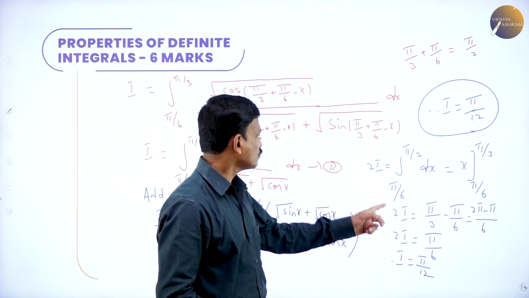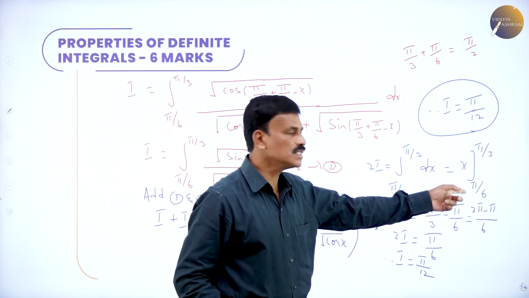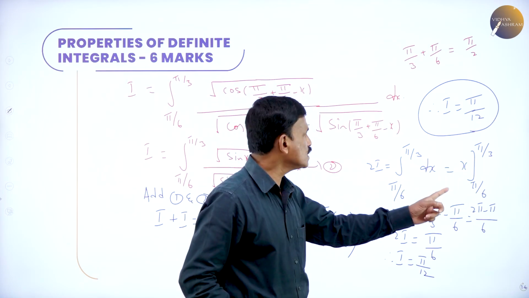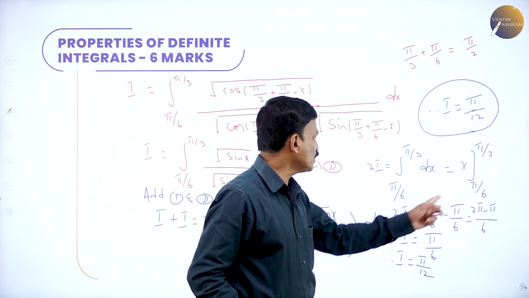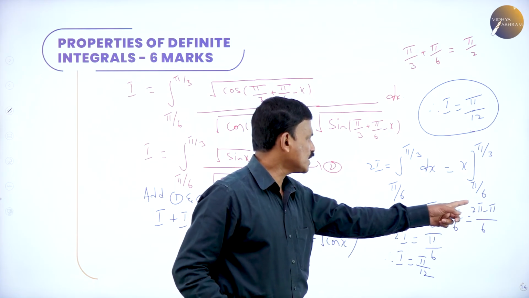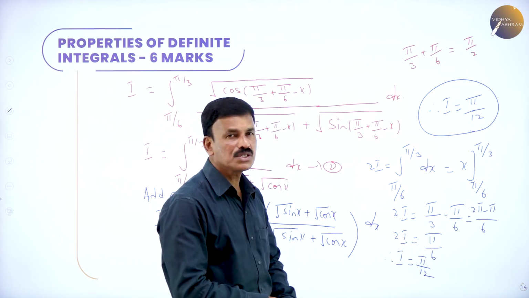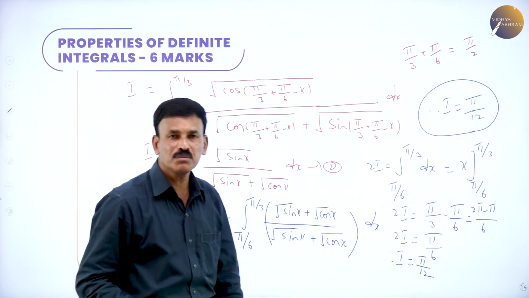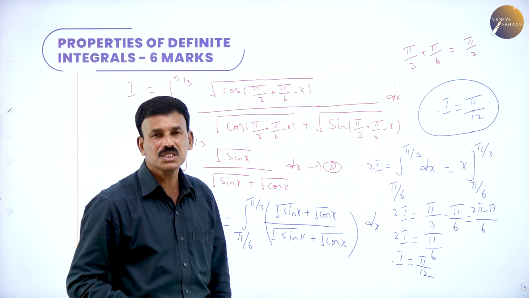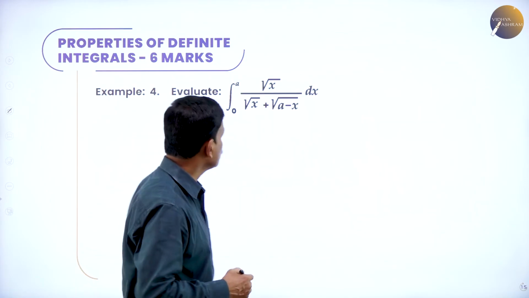Okay, see here. 2I is equal to the integral from pi by 6 to pi by 3 of dx. Integration of dx is x between limits pi by 6 to pi by 3. So apply the upper limit, pi by 3 minus pi by 6. Take the LCM, 6 is the LCM. So 2 pi minus pi, which is pi. 2I is equal to pi by 6. Therefore I is equal to, bring the 2 to the denominator, pi by 6 into 2 is 12. Pi by 12 is the required answer. Hope you followed.